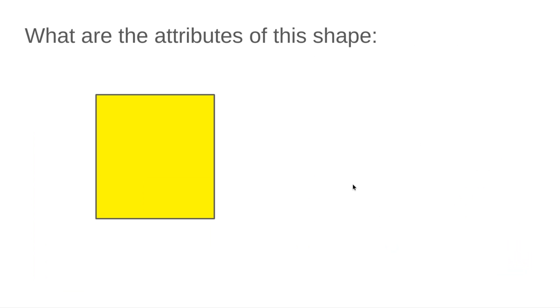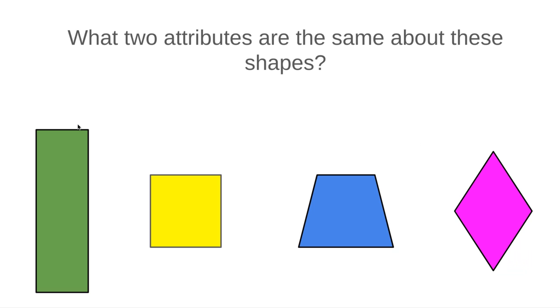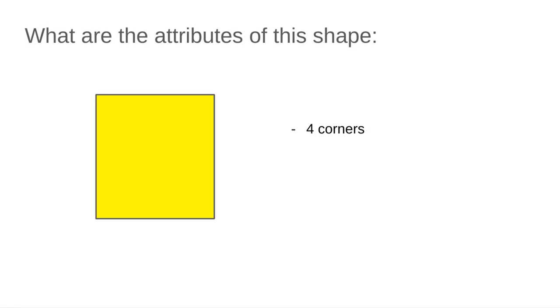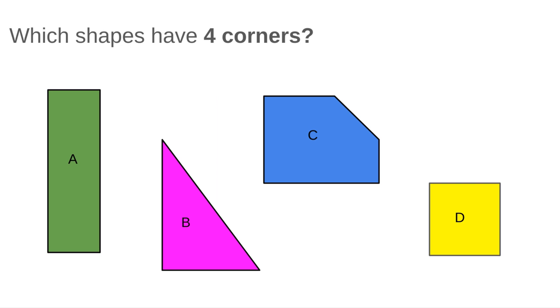What about the corners? Let's see. 1, 2, 3, 4. 1, 2, 3, 4. 1, 2, 3, 4, and 1, 2, 3, 4. They all have 4 corners. It's a closed shape because there's no openings, and it has 4 sides. Awesome job.